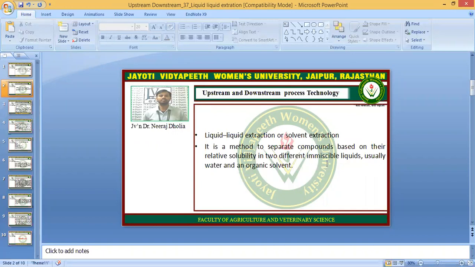For example, water and oil. If we mix both of them, they are immiscible. They will not solubilize each other. Okay, so that is the immiscible liquids. So it is a method to separate compounds based on their relative solubility in two different immiscible liquids, usually water and an organic solvent. So we use various solvents to extract out specific compounds, depending on the solubility of the compound.